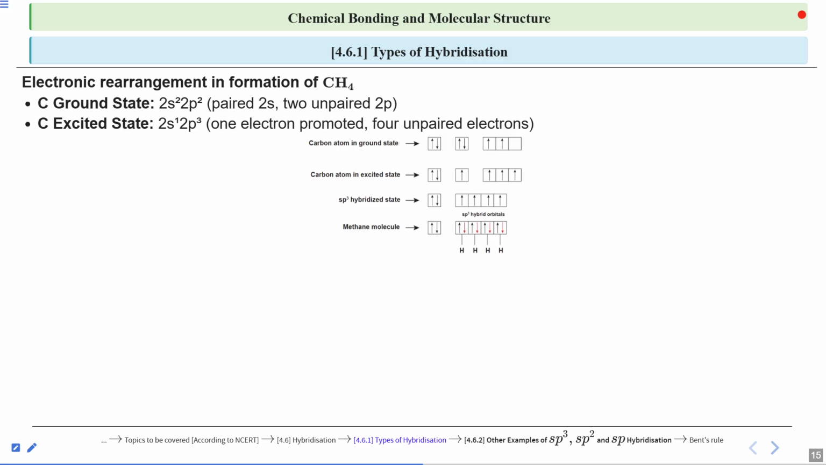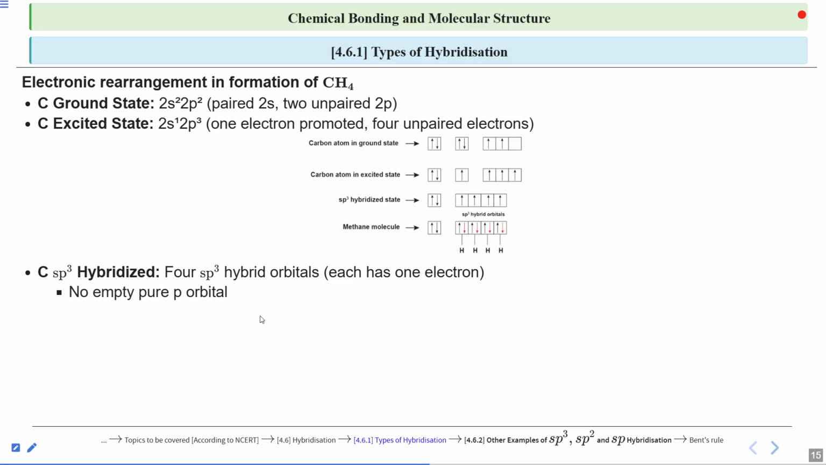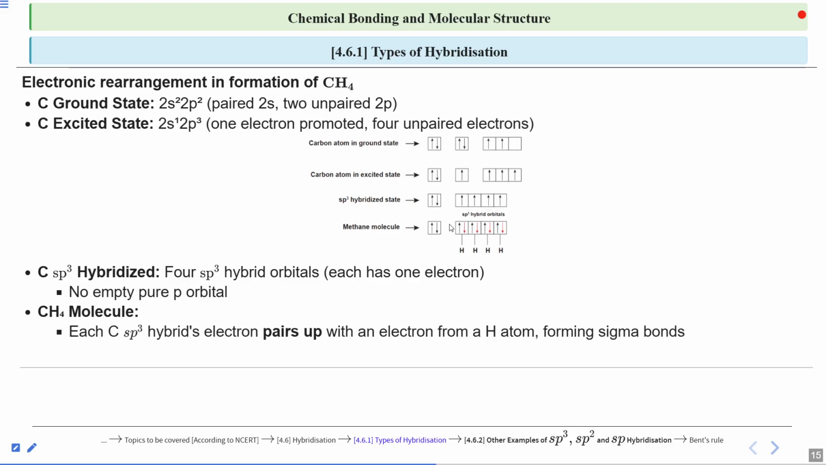Got it? Again, since it is sp3 hybridization, each of these singly occupied atomic orbitals will combine to form the sp3 hybrid orbital. Now, in this case, there is no pure p orbital because all of the p orbitals are used up in making the hybrid orbitals. Now, what will happen when the hydrogen comes and donates its electron? Each of the electrons will be paired up with the hydrogen single electron, and that will result in 4 sigma bonds. I hope this is clear to you. It's very simple to understand, right?